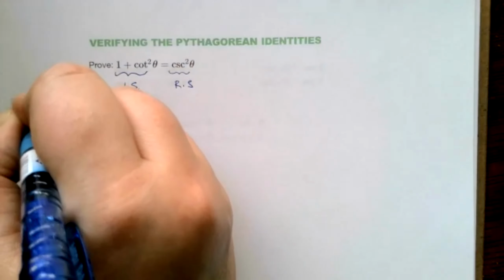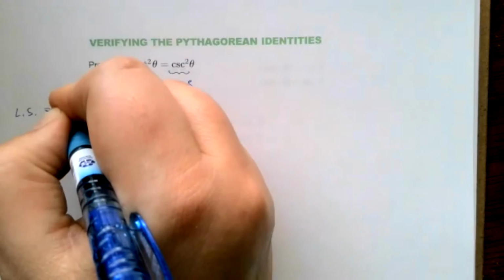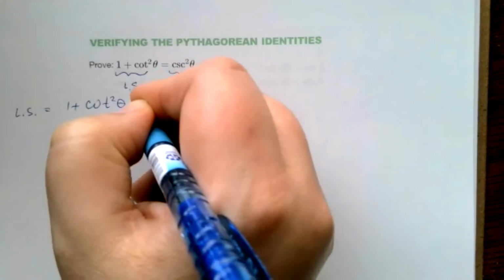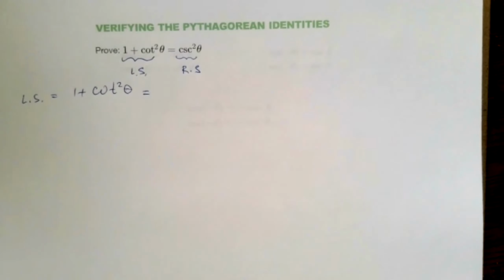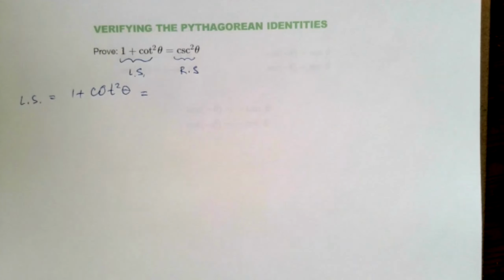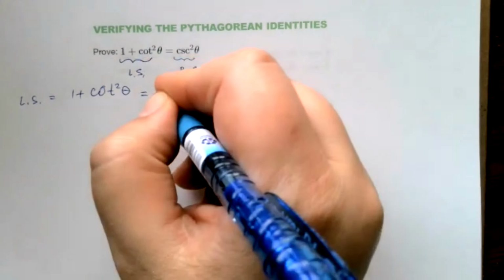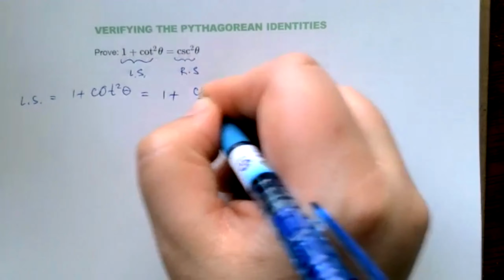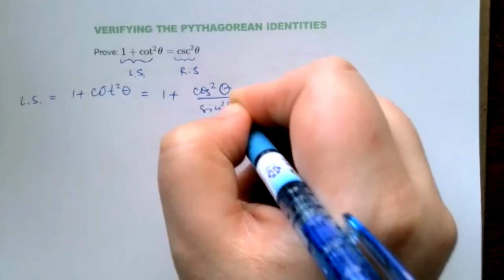So the left side is 1 plus cotangent squared theta. And I'm gonna apply our identities that we already know. So what do I know about cotangent? What can I apply here? Well, I know that cotangent is basically cosine divided by sine. We have cotangent squared, so it's going to be cosine squared theta divided by sine squared theta.